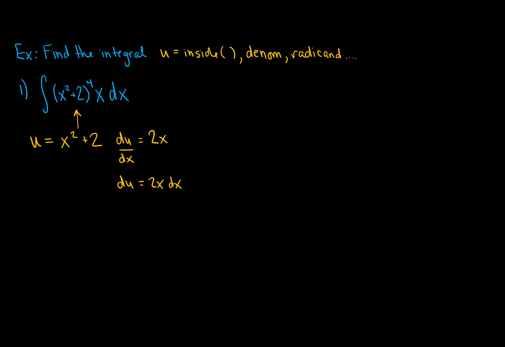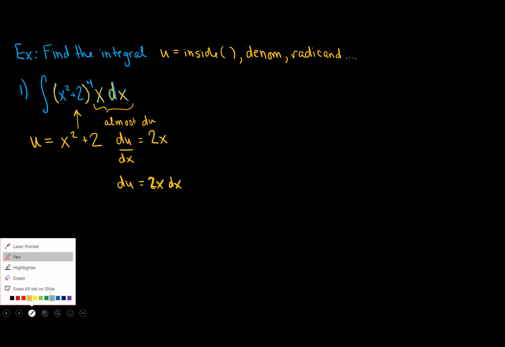Do I have these things? Okay, so x squared plus 2, I've got that right here. Now my du, I don't have a 2, but I do have an x. I got an x right there. And I've got a dx right there. So this piece is almost what I need for my du.